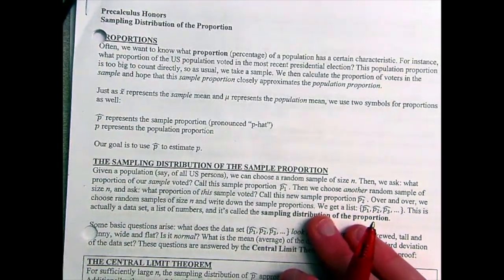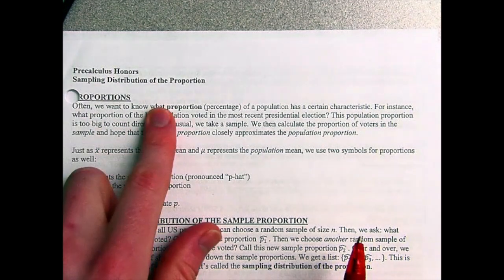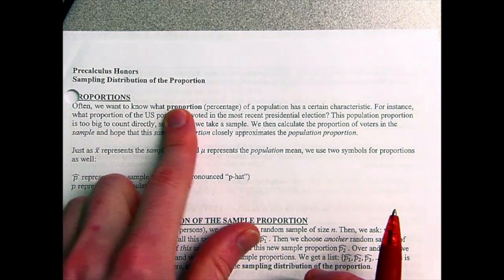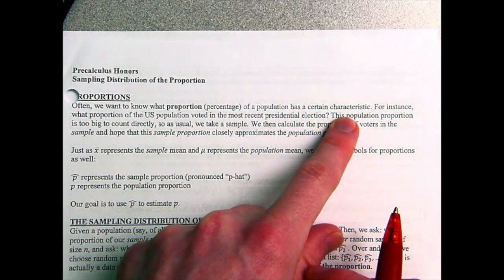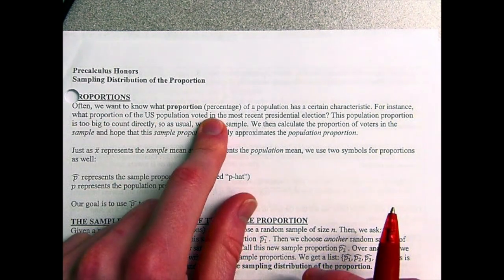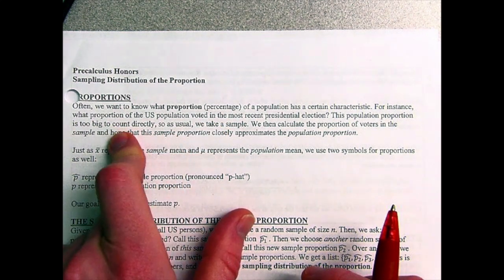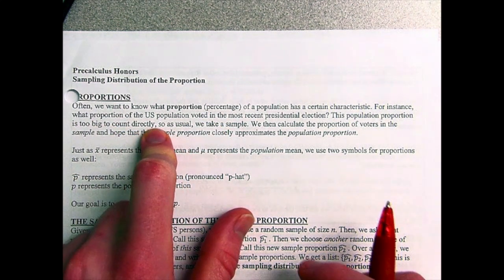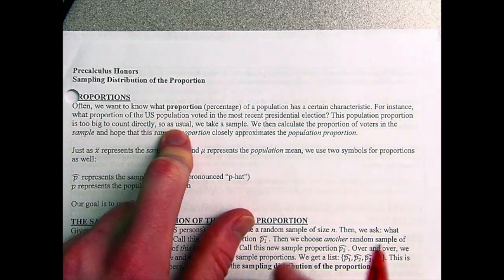So what's a proportion? Well, often we want to know what proportion, which just means percentage, of a population has a certain characteristic. For instance, what proportion of the U.S. population voted in the most recent presidential election? This population proportion is too big to count directly, right? We can't go and ask every single person in the entire country whether they voted last election or not. So as usual, what we do is we take a sample.